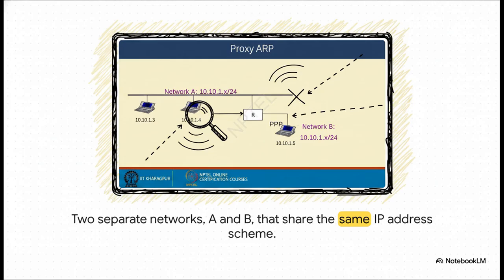They both use the same IP address range, 10.10.1.something. This is what causes the confusion. Because the neighborhood part of the address looks the same, a computer on network A is tricked into thinking a computer on network B is right there on the same local street. But they're not. They are physically separate, only connected by that router in the middle. A normal ARP broadcast, our shout, simply cannot cross that router. It's like shouting in one building and expecting someone in the building across the street to hear you.